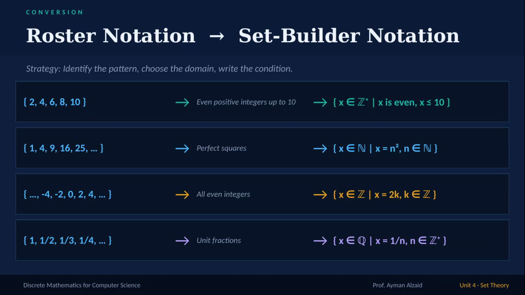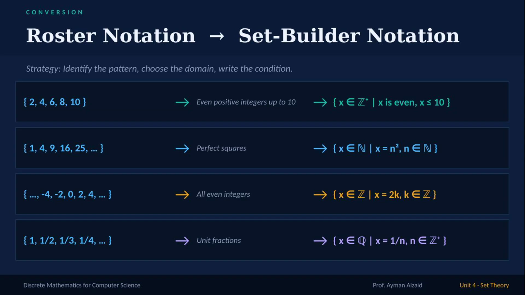Example 3. All even integers including negatives. Pattern: all even integers. Set builder: the set of x in the integers such that x equals 2k for some integer k.